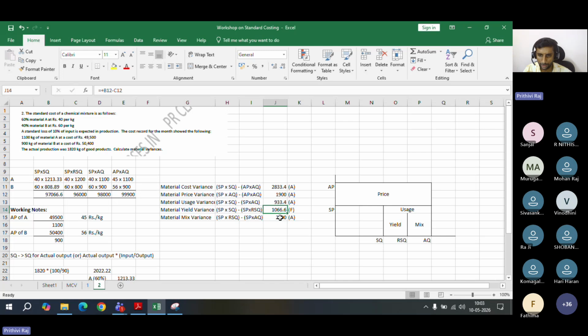Efficiency has improved, but there are some changes in the mix. If they had followed the standard mix itself, you would get 0 here. But there is a change in mix, and we have to check why. Overall the production department is good. Why the mix changed, we have to analyze. The purchase department has to tell why the actual price is higher than the standard, for which material, and why it happened. So that is the kind of analysis we have to do with these results.